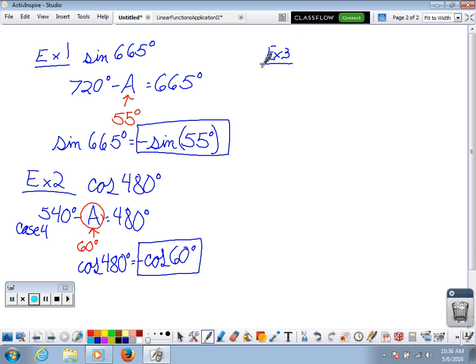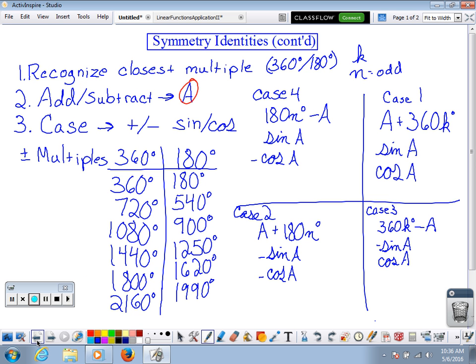Okay, so let's look at another one here. Let's look at the sine of 475 degrees. Okay, so 475, that's the magic number. Okay, so let's look at our multiples. 475, it's between 360 and 540. Which one is it closer to? Closer to 360 or 540? Brendan? It's closer to 540.